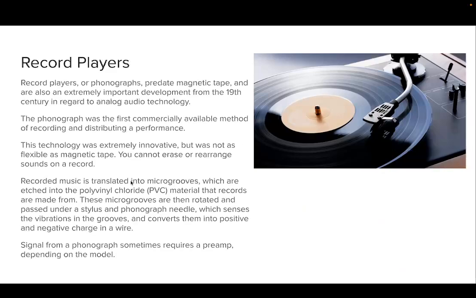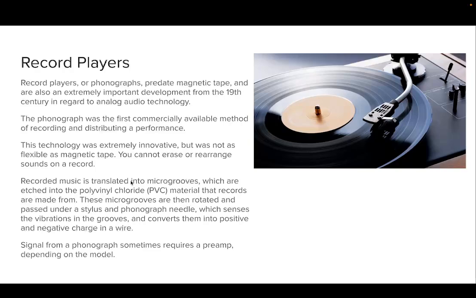Record players, or phonographs, predate magnetic tape and are also an extremely important development from the 19th century in regard to analog audio technology. The phonograph was the first commercially available method of recording and distributing a performance. This technology was extremely innovative, but was not as flexible as magnetic tape. For instance, you cannot erase or rearrange sounds once they've been imprinted on a record. However, we can manipulate a record in multiple ways to explore different sounds.